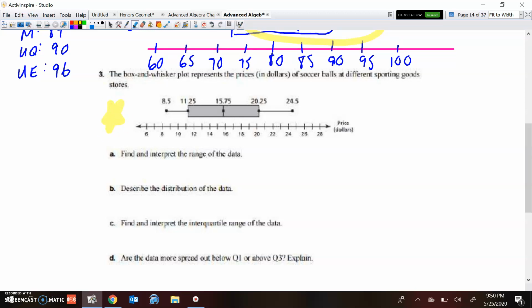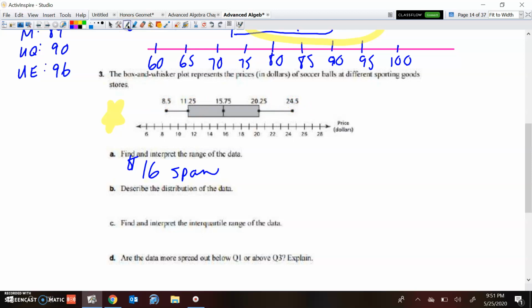So anyways, find and interpret the range of the data. So the range, remember, is when we take the largest number minus the smallest number. So if I do 24.5 minus our 8.5, we're going to get 16. So the range of the data is 16. That means, since we're talking about soccer ball prices, there's a span of $16 from the cheapest to the most expensive soccer ball.